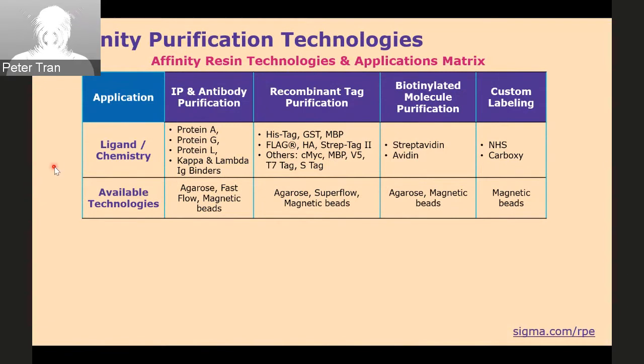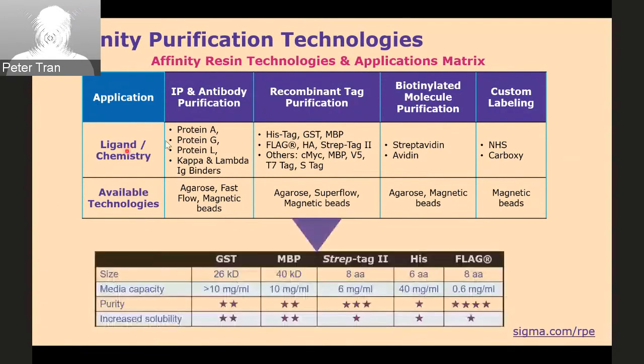But let's take a closer look at recombinant purification. What are the differences between the common tags here? GST and MBP are quite large, and Strep tag, His tag, and FLAG are very small, right? With the large tags, they might interfere with the protein conformation and protein function. And they have different media capacity. If you want to do large-scale purification, you want to use His tag, for example, or GST or MBP.